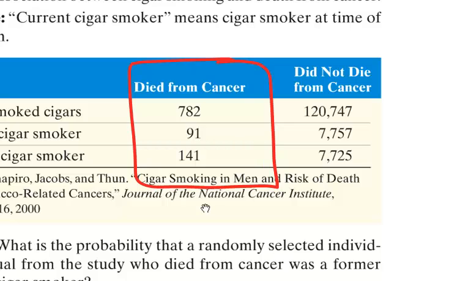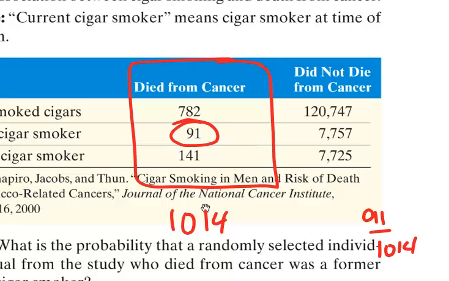I can ignore all these over here, right? So we know the person that we're picking died from cancer. We want to know the probability that they were a former cigar smoker. So there is the number of successful outcomes divided by the total, whatever this total is. It's 1,014. So our answer for this first one is going to be 91 divided by 1,014, whatever that comes out to as a decimal.